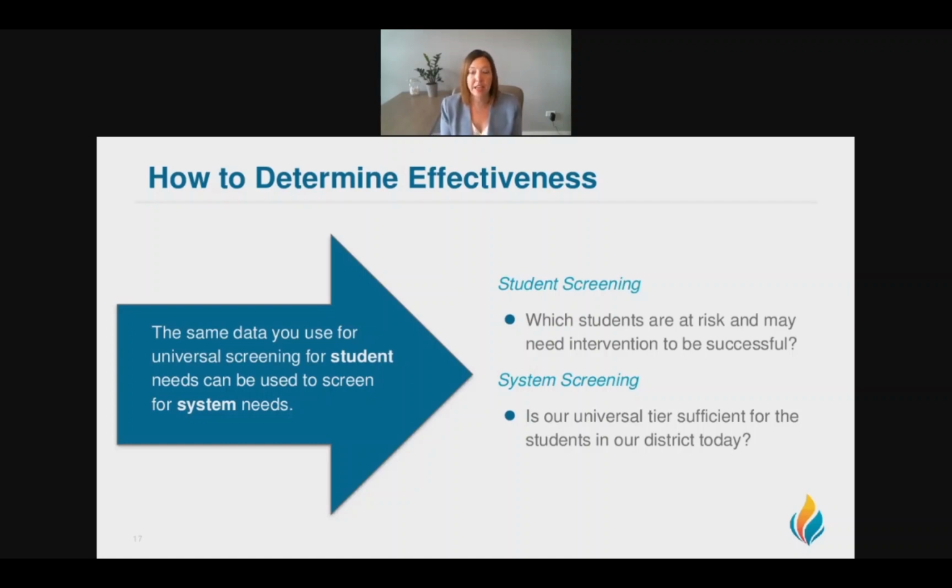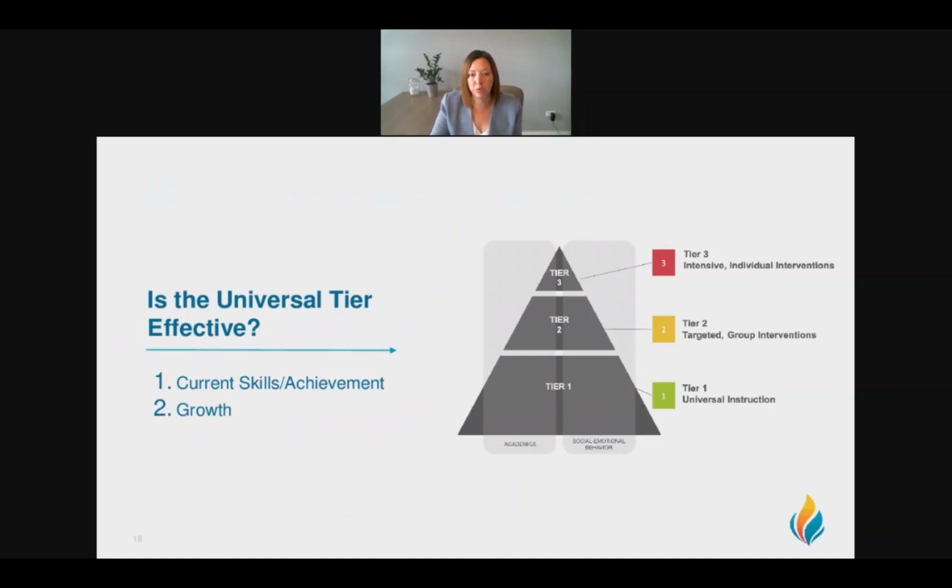So we can say, is our universal tier sufficient? And then I always like to add, for the students in my building today, or the students in my district today. So, asking, are those resources and the way that we're supporting student needs universally sufficient for students in our building today? And those are the questions that we'll really be exploring as we go through this conversation.